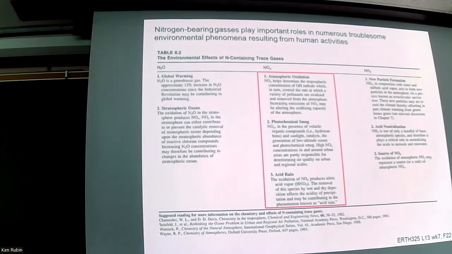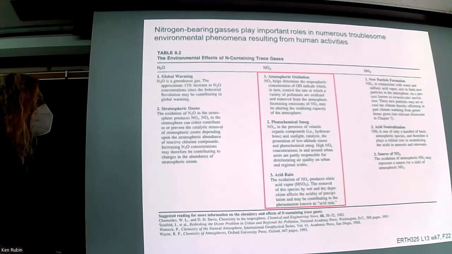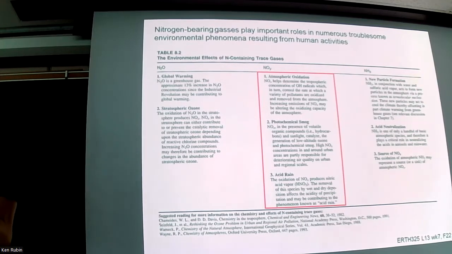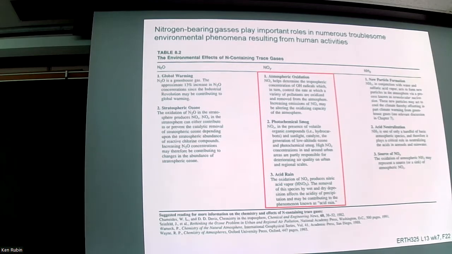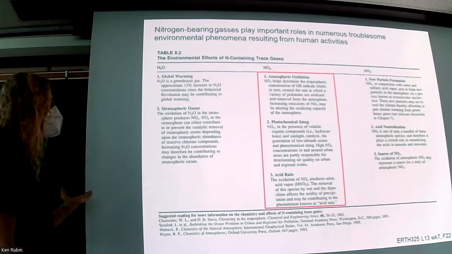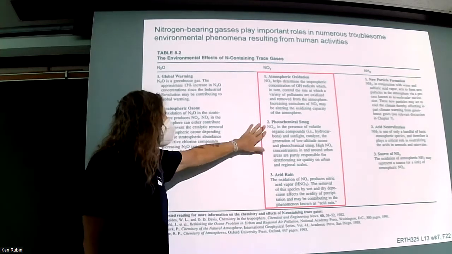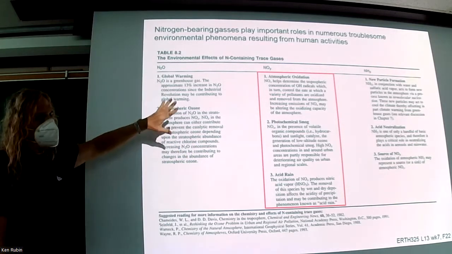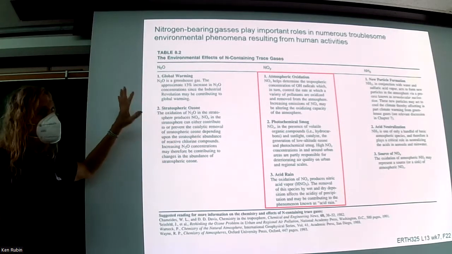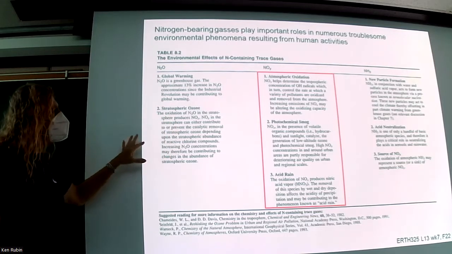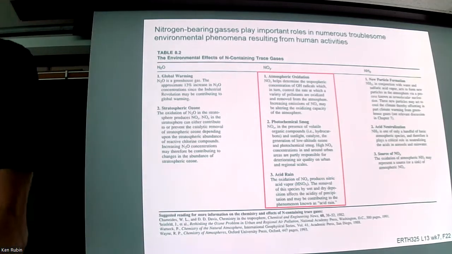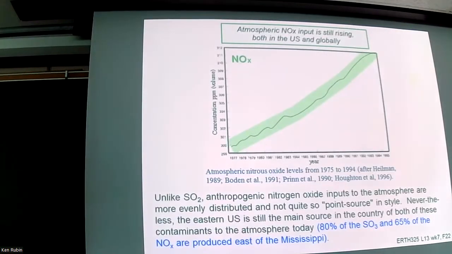This is a table from another textbook showing you the much more complicated role that nitrogen plays in atmospheric chemistry than sulfur. Depending on how wet or how dry the atmosphere is, it can contribute to, for instance, acid rain or smog, oxidation of the atmosphere. Nitrogen oxides play a role in global warming, stratospheric ozone depletion, etc. So nitrogen is a much more complicated chemistry, but it does contribute a lot to acid rain.